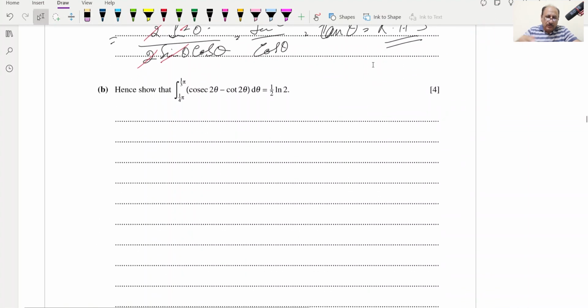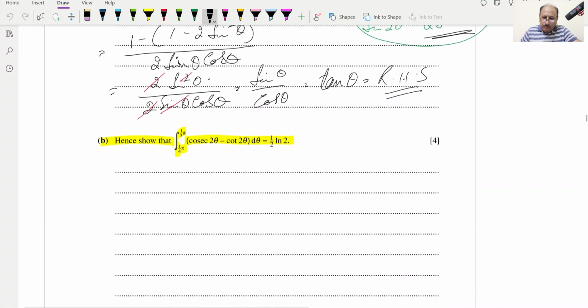Now the B part, the 4 mark part, is: hence show that the integral of this is equal to half log of 2. So whatever result we found in part A, this one is equal to tan theta, this one we will be utilizing, and we can write the integral from pi by 4 to pi by 3, and we can write this as tan theta d theta.